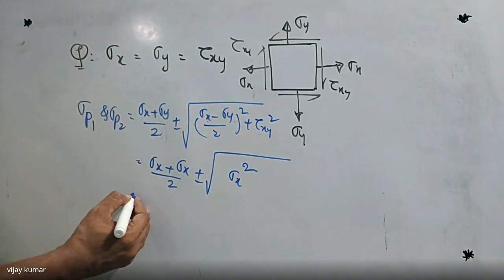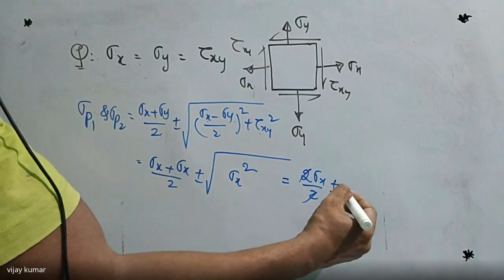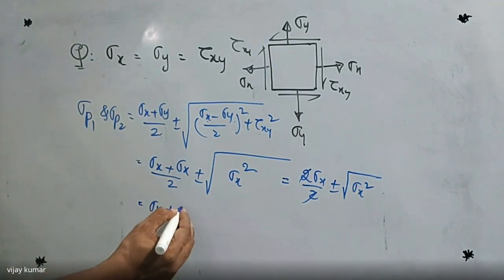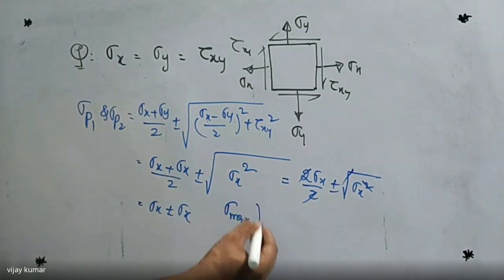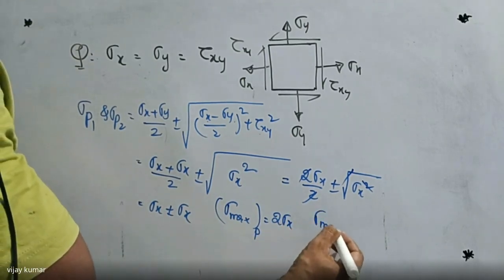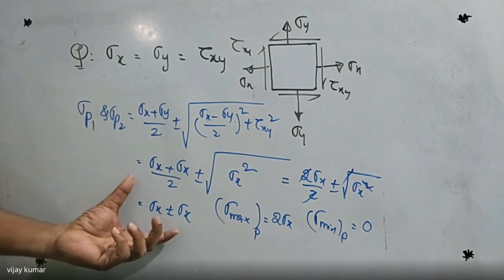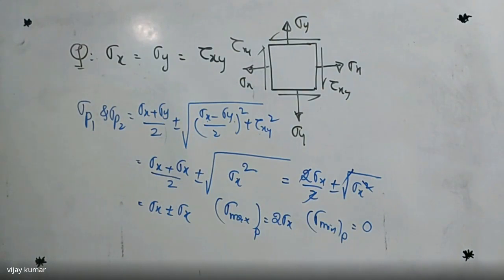So here what is the value we are getting? That implies 2 sigma x divided by 2, the 2s are cancelled, plus or minus sigma x square. So we are getting the value sigma x plus or minus again sigma x. Why? Because square and root both are cancelled. So if you take positive, I'm getting maximum principal stress. So maximum principal stress is equal to 2 sigma x and minimum principal stress is equal to 0. So this is the way of calculation of maximum and minimum principal stresses. You got my point?